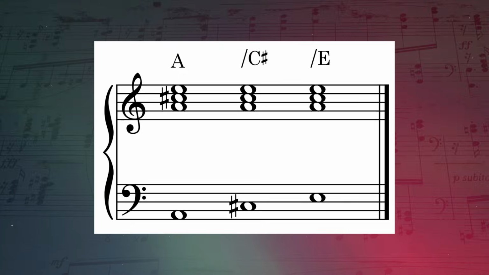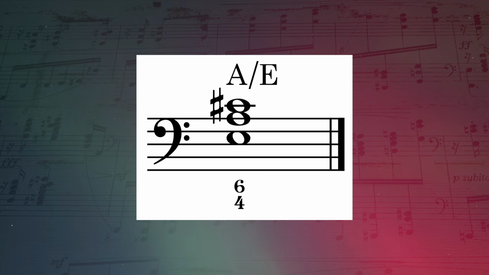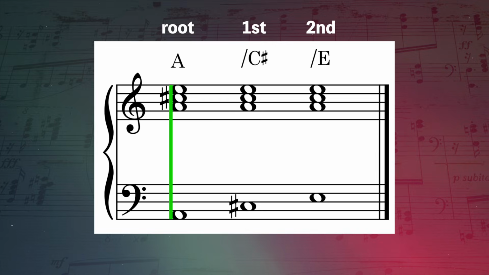If we go to the second chord tone after the root, we get E, the chord's fifth. A chord with its fifth in the bass is in second inversion. The fifth in the bass creates the intervals of a 6th and a 4th, so we call it a 6/4 chord.